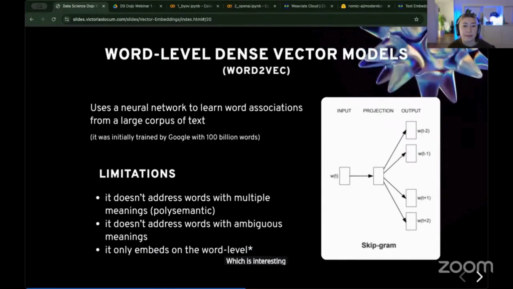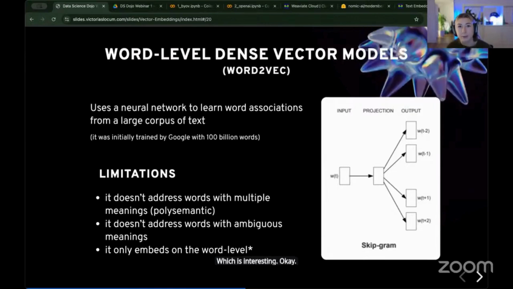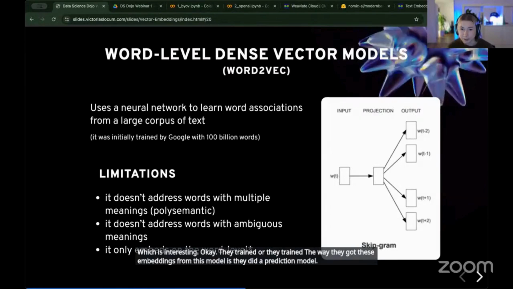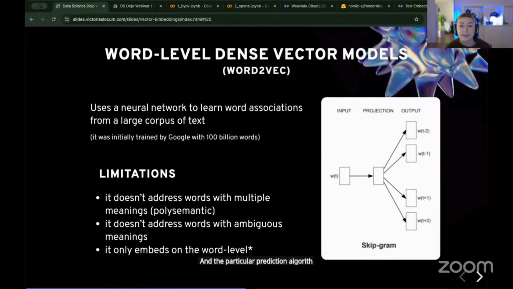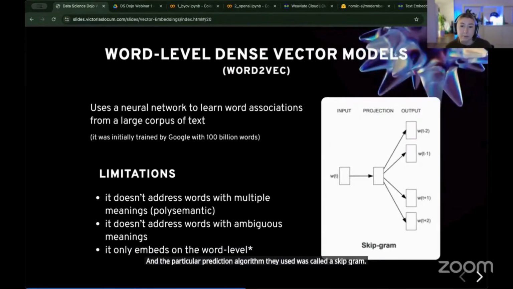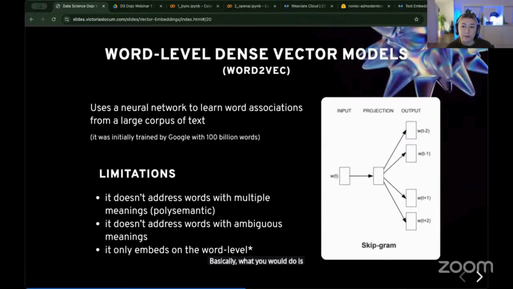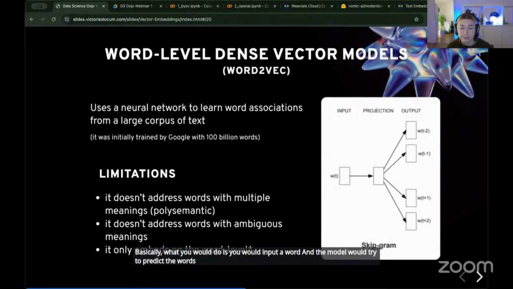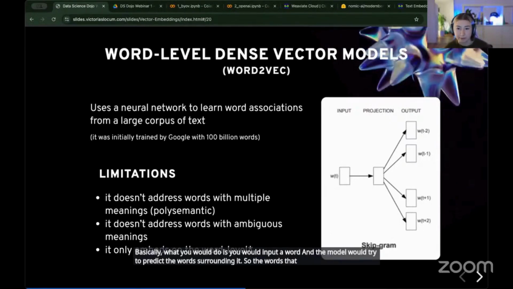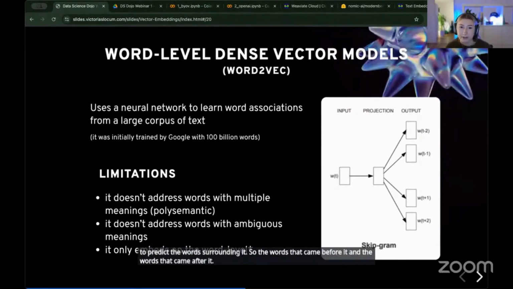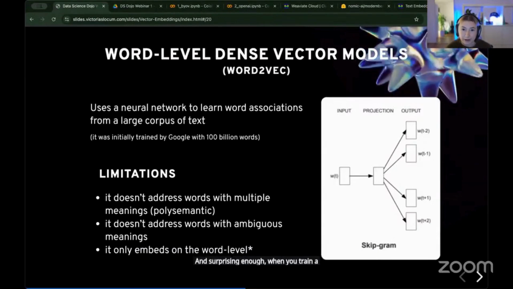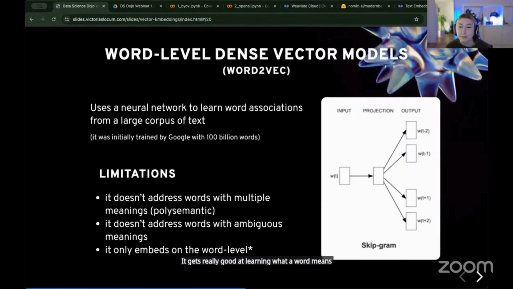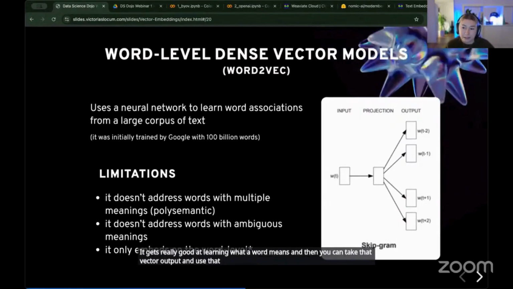Okay, the way they got these embeddings from this model is they used a prediction model. The particular prediction algorithm they used was called a skipgram. Basically, you would input a word, and the model would try to predict the words surrounding it, the words that came before it and the words that came after it. Surprisingly, when you train a model to do this prediction, it gets really good at learning what a word means, and then you can take that vector output and use it as the vector representation.